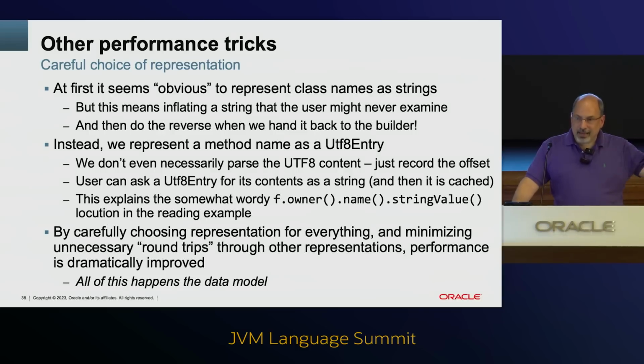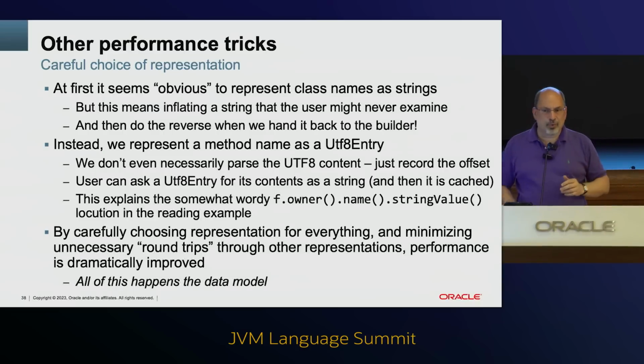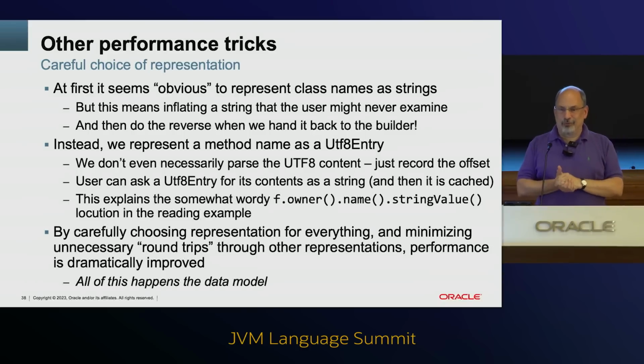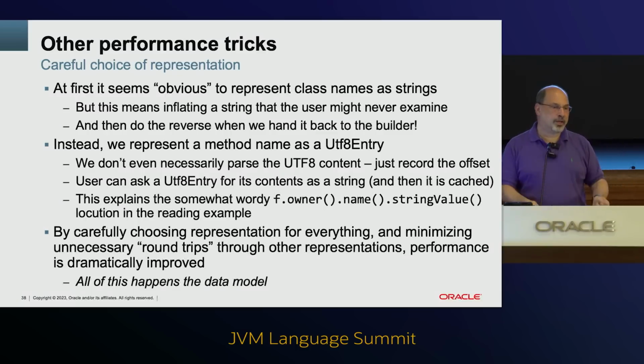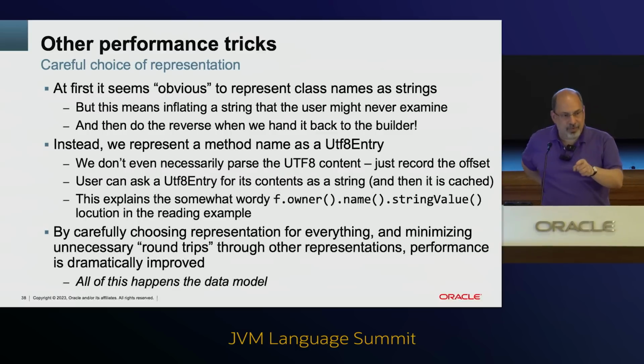And so in the reading example earlier, there was this elocution of: take the field, get its owner, get its name, get its string value. And some of you were probably thinking, boy, that seems like an awfully circuitous way to get a field name. Well, the reason is I don't want to inflate anything unless you want it. And so you take the field. What's the owner? It's a constant pool entry for a constant class info.